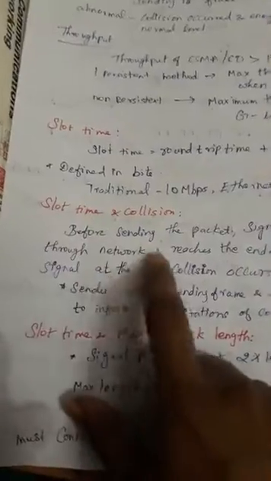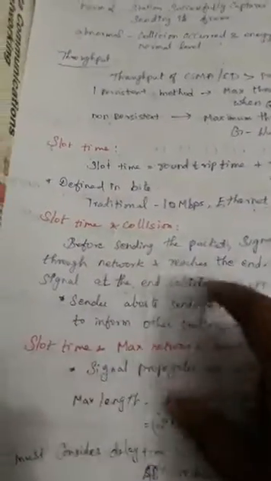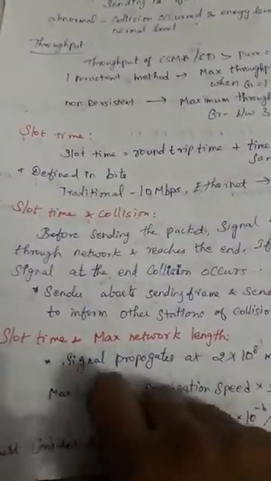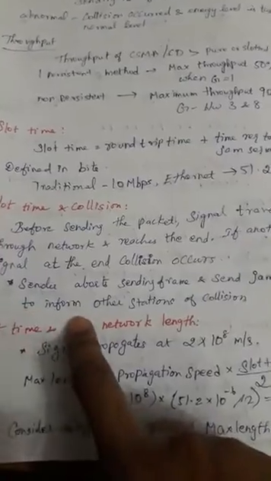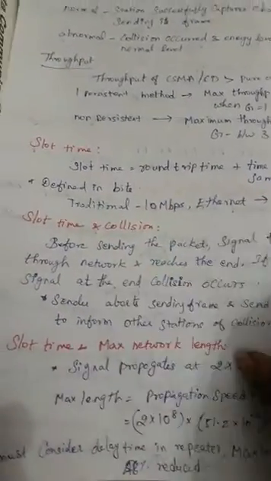So slot time and collision. Before sending the packet, the signal travels throughout the network and reaches the end. So before sending the data, it checks whether a collision will occur or not. Then the sender aborts the sending frame and sends the jam sequence to inform other stations about the collision.